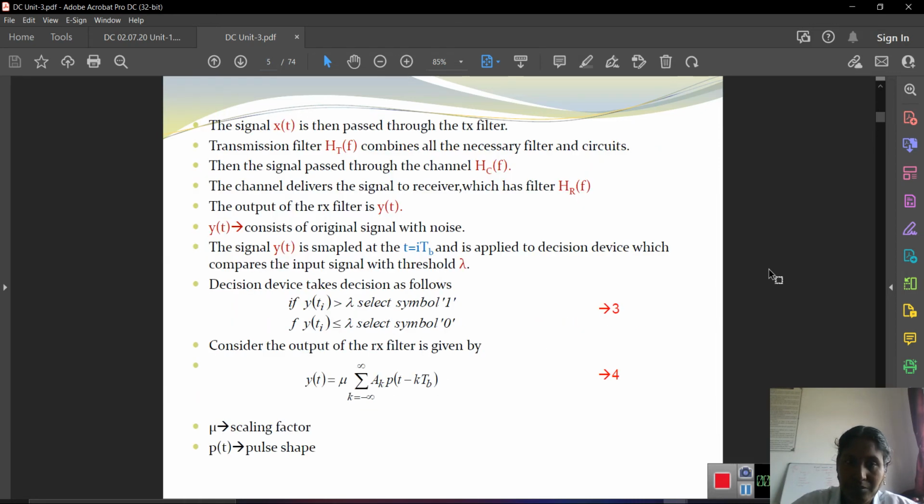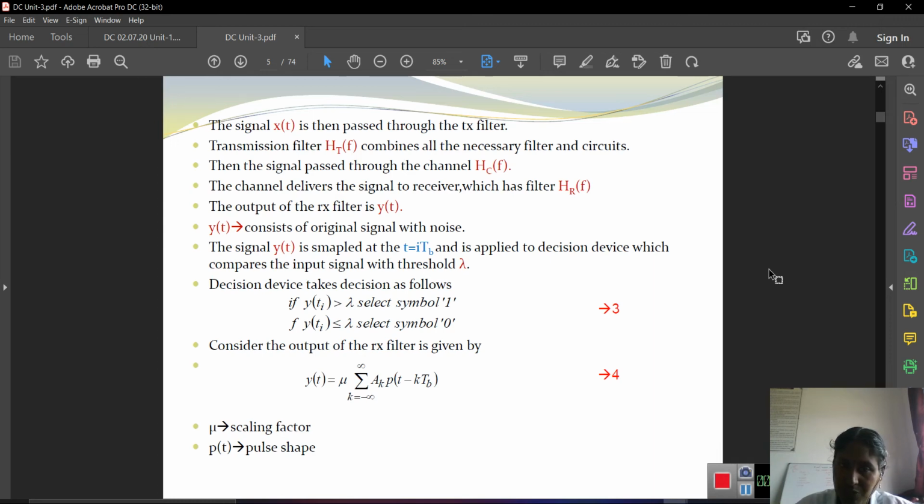The signal X of T is passed through the transmitter filter H T of F, which combines all the necessary filters. Then H C of F is the channel. The signal passes through the channel, and the channel delivers the signal to the receiver with the receiving filter H R of F. The output of the receiver filter is Y of T. These are the parameters of the ISI block diagram. Y of T consists of the original signal with noise.